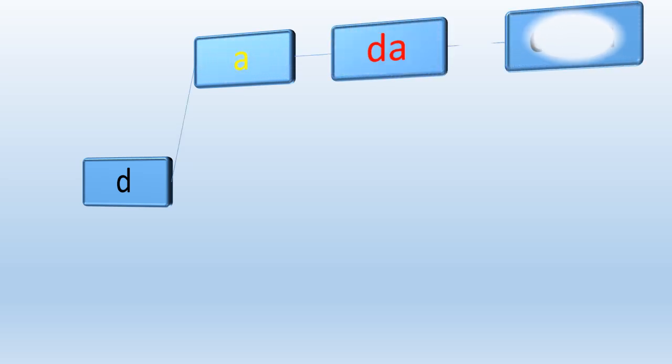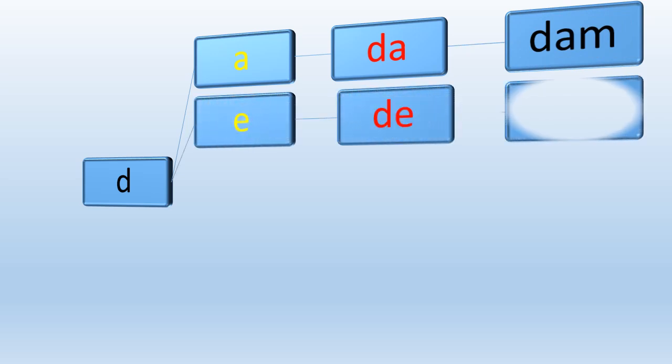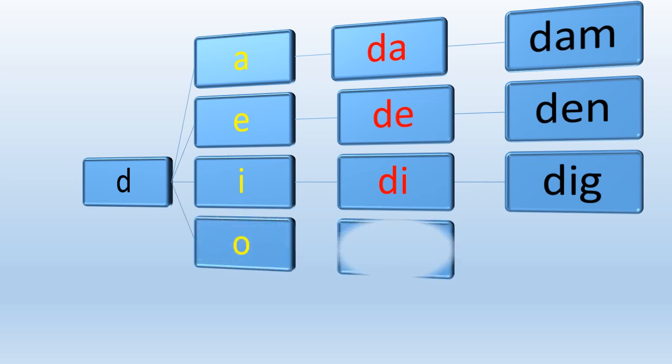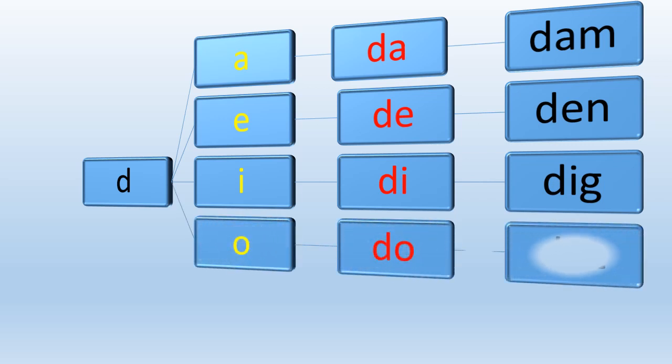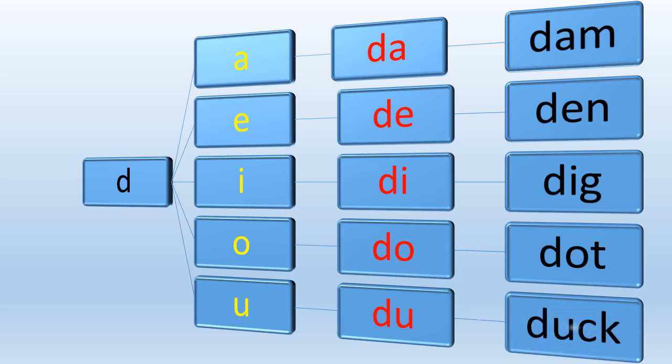D. Let us see the examples for the D words. D, A, D, as in dam. D, E, den, as in den. D, I, D, as in dig. D, O, dot, as in dot. D, U, D, as in duck.